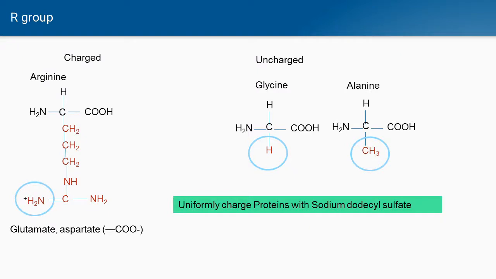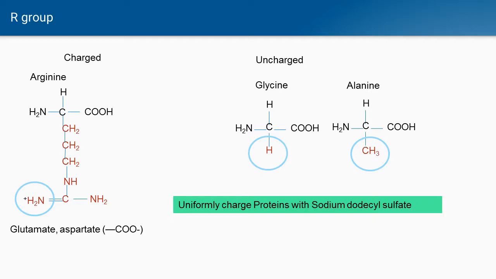Okay, here I have discussed the R groups, or we can say the side chains of amino acids, which can contain some positively charged groups and some negatively charged groups also. Here you can see it clearly. I have indicated the R groups or the side chains with maroon color. Arginine has an amino group in it which is positively charged, whereas glycine and alanine have a hydrogen and a methyl group respectively, which are uncharged.